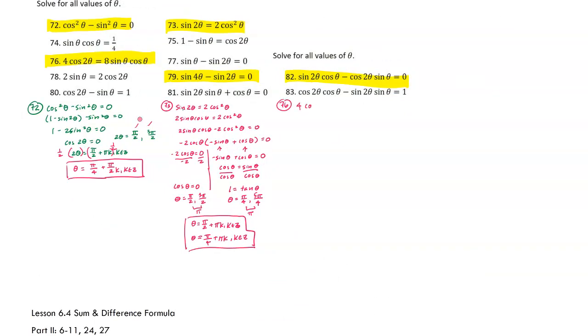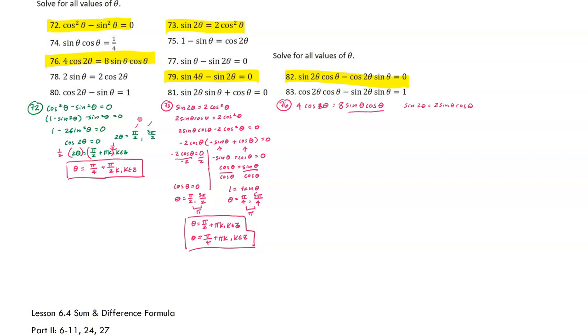That's 4 cosine of 2 theta equals 8 sine of theta cosine of theta. As soon as I see this, I know that I can use a double angle. The 2 theta could be turned into a sine of theta. Okay, but the equation is that sine of 2 theta equals 2 sine of theta and cosine of theta.